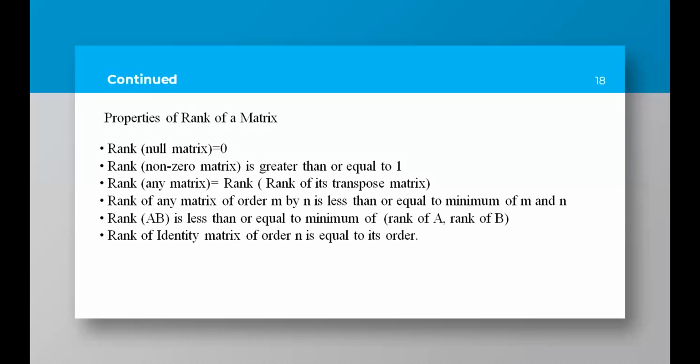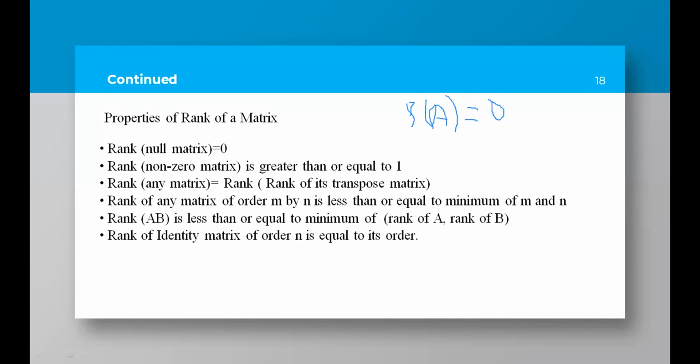So next, properties of the rank of a matrix. So first thing is rank of a null matrix. In case you consider any null matrix, the rank of that null matrix will always be 0. We can write this as rank of A, which will be 0. This is the first property. Rank of a null matrix is always 0.